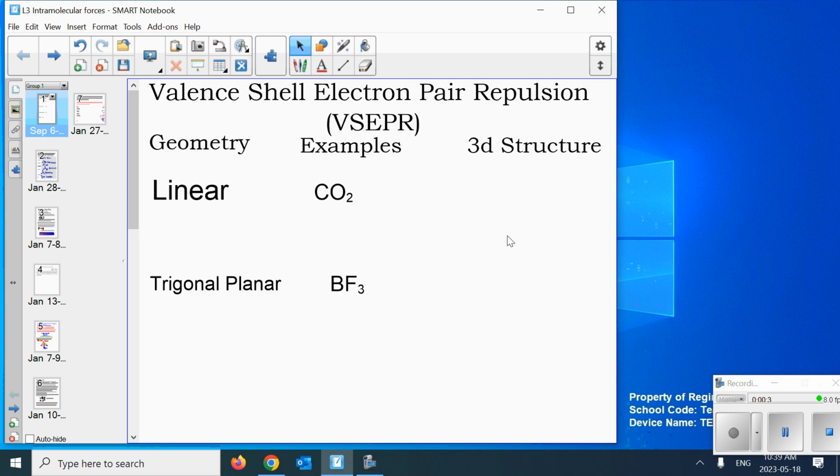I'll demonstrate it right here, though it doesn't show up on video, and then we'll jot it down. I'll start the video again. In the classroom, I'm holding up a model of CO2 with the double bonds, right? Does the name linear make sense? Right, it's a line. And the 3D structure is also a possible structure.